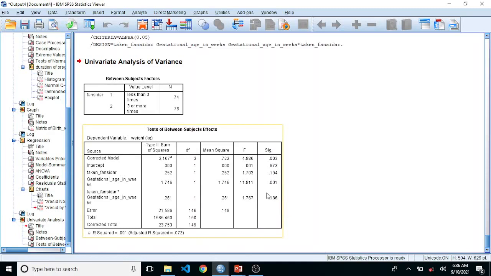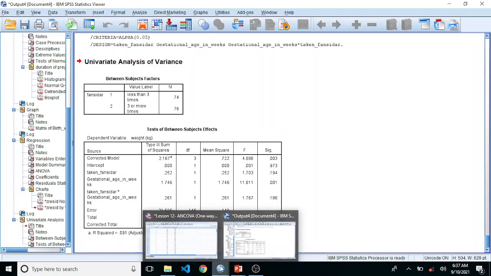If there was a significance here, we would say that the relationship between the dependent variable and the covariate differs across the groups, and that would mean that our model is inaccurate. So here it does not differ. So we can move over to testing for ANCOVA.